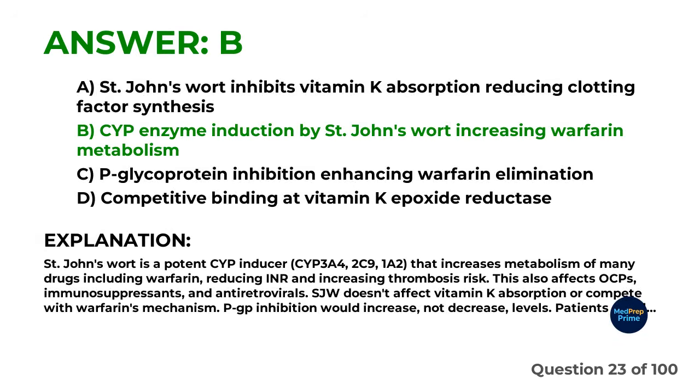Correct answer, B. St. John's wort is a potent CYP inducer, of CYP3A4, 2C9, and 1A2, and increases metabolism of many drugs, including warfarin, reducing INR and increasing thrombosis risk. This also affects OCPs, immunosuppressants, and antiretrovirals. SJW doesn't affect vitamin K absorption or compete with warfarin's mechanism. PGP inhibition would increase, not decrease, levels. Patients should avoid SJW due to multiple significant interactions.